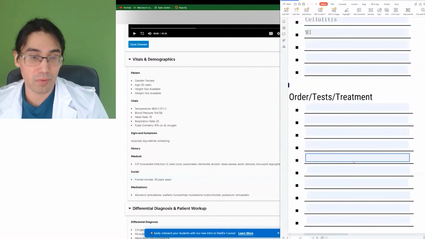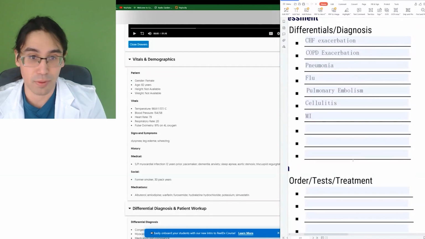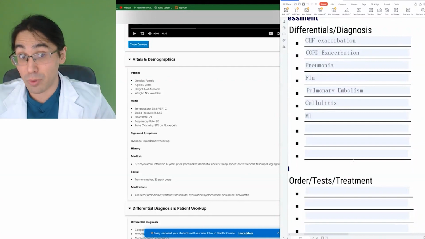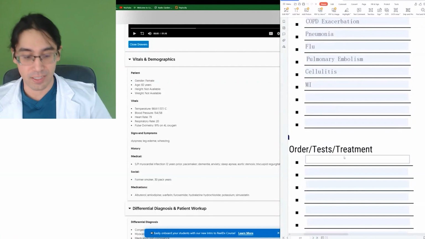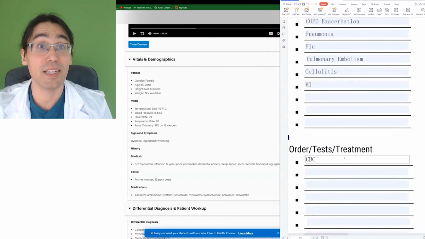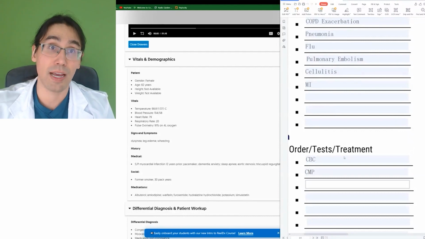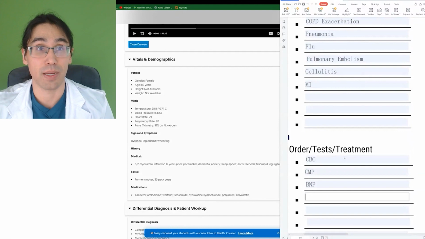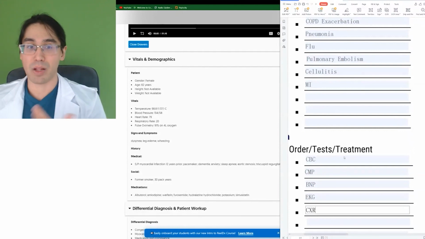So the way we would move is I would usually go around the room and say, all right, let's go ahead and ask about different testing. So what sort of tests do you want? And these are questions that people might know the answer to. So, I want to test for infection. That's where you would say something like a CBC. And then a complete metabolic panel. And then you can have BNP for a heart failure exacerbation. You can do EKG, chest x-ray, and so on.